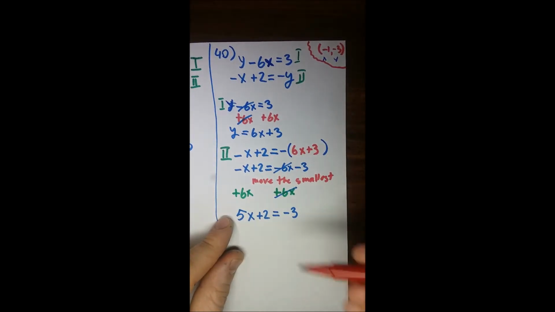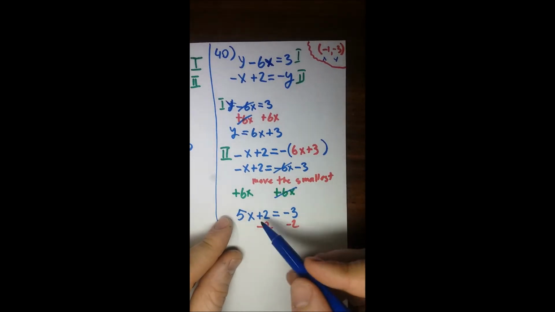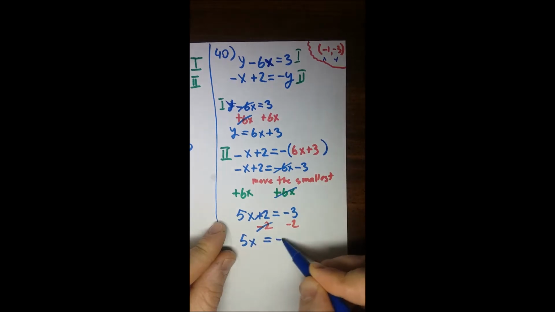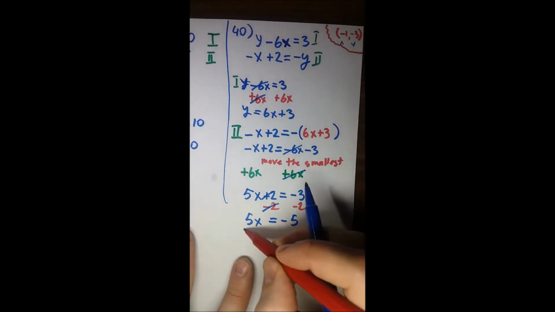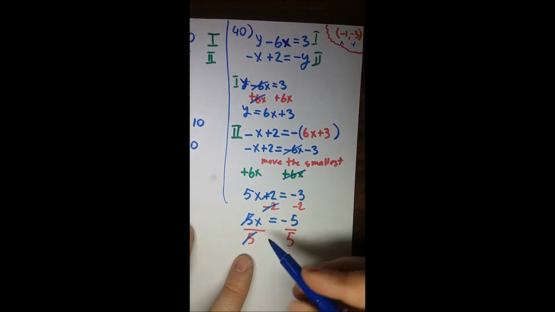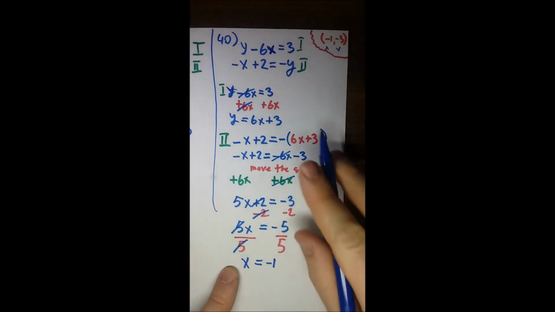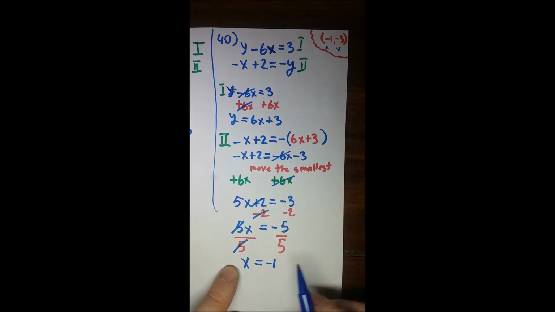Now, you know the drill. Subtract 2 from both sides. The 2's are gone. 5x equals negative 5. And last step, we are dividing by 5. So 5x divided by 5 is just x, equals negative 5 over 5, which is negative 1. Voila! What did I tell you? X is negative 1, just what we got when we graphed it.